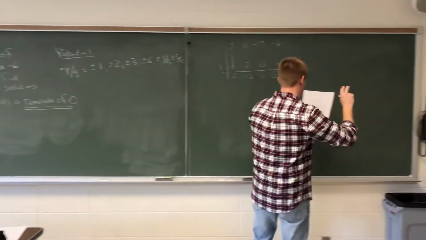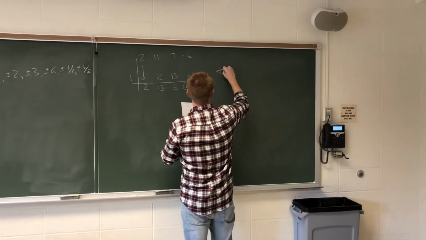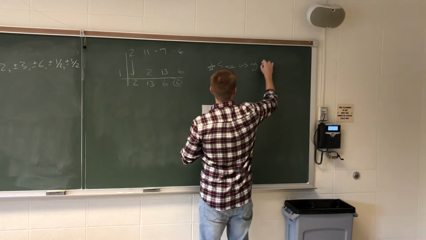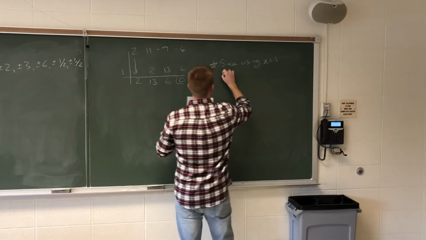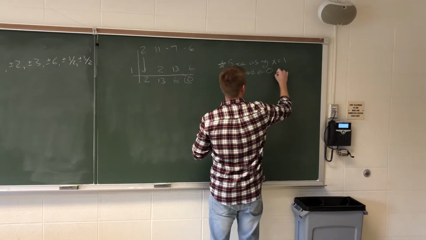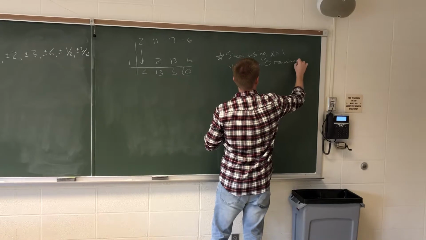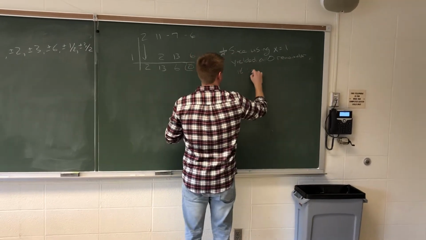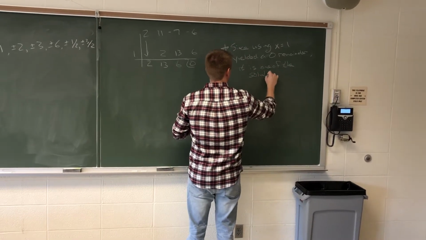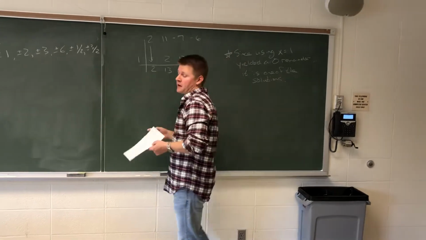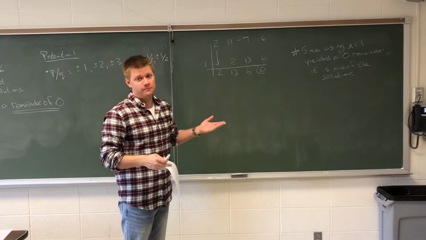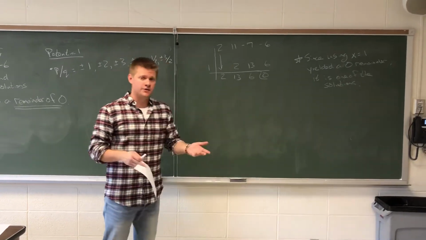So off to the side here, this is very important. Since using x equals 1 yielded a 0 remainder, it is one of the solutions. And again, we found that there might be 3. That's what the degree tells me, but I know that that has to be one of my 3 possible intercepts that we found.